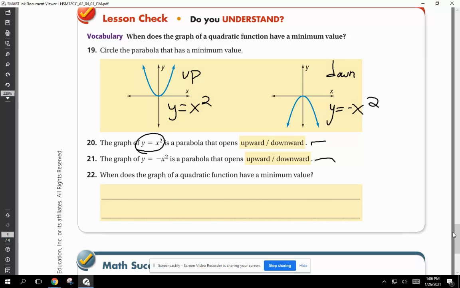When does the graph of a quadratic function have a minimum value? So again, you need to discuss the minimum value. Which one has a minimum value? And it's this one here. That's the smallest value. That's the minimum. This is also on your quiz. And this is the maximum value. Max value. Write that down here of the minimum value. Write what that graph looks like right there, and you have successfully completed 4-1.